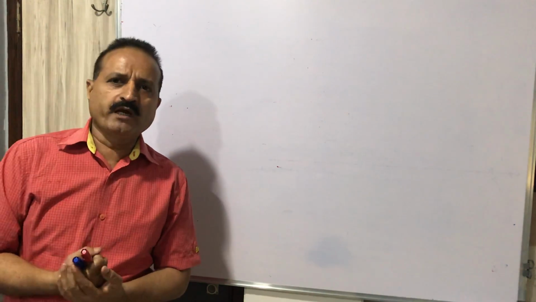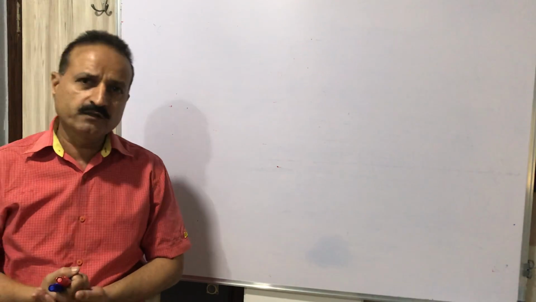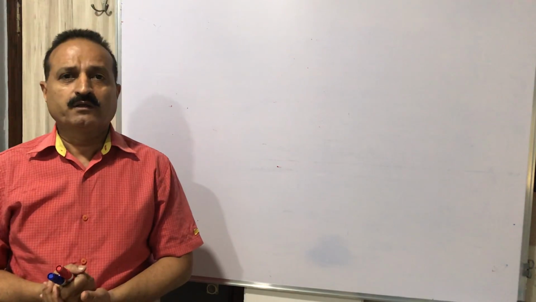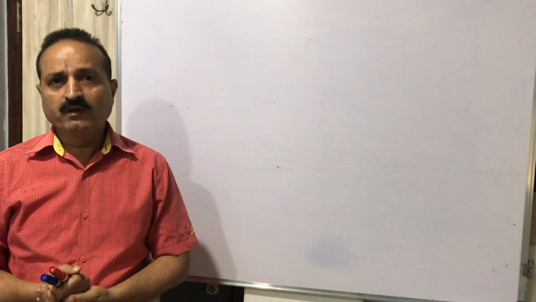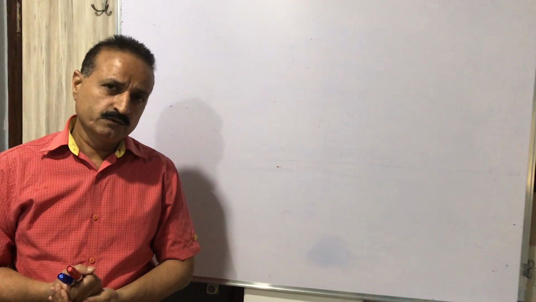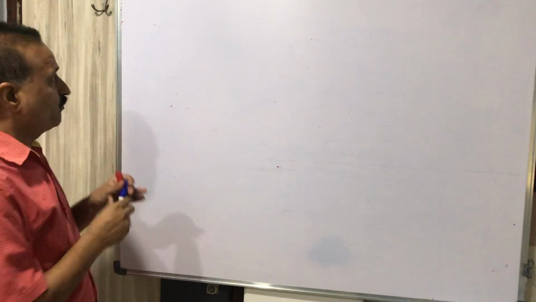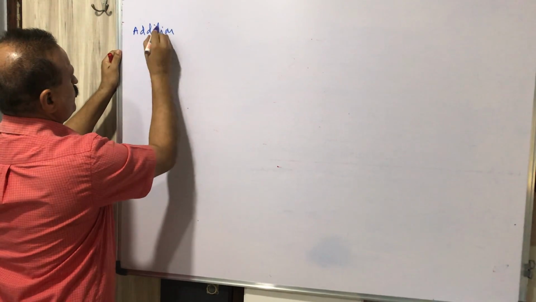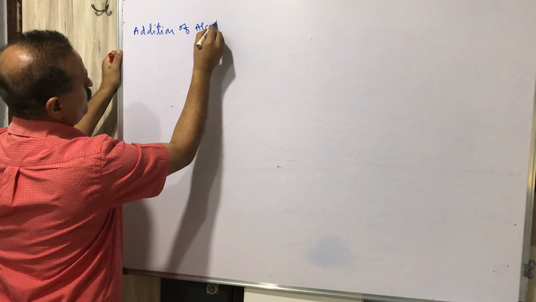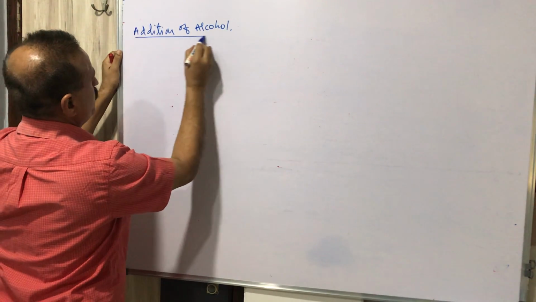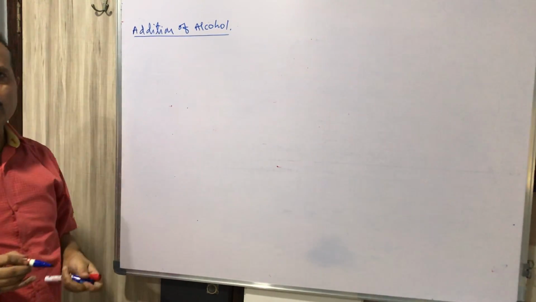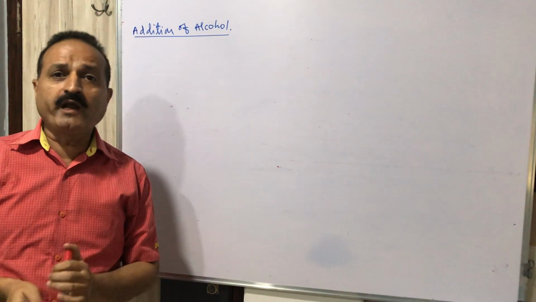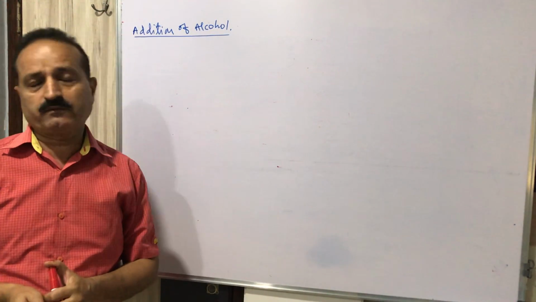Yesterday we studied the addition of sodium hydrogen sulfide to aldehyde and ketone. Now we are going to discuss the addition of alcohol to aldehyde and ketone. So today's topic is the addition of alcohol. This is a very important reaction. One equivalent of monohydric alcohol, these words are important.